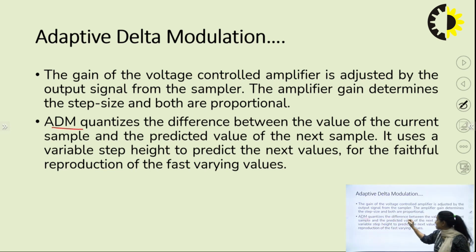So what does ADM do? It quantizes the difference between the value of the current sample and the predicted value of the next sample. True, it uses a variable step height to predict the next values. Although in delta modulation we do the same thing at the time of quantization, the step size here is not plus minus delta, it is varied as per the input signal.